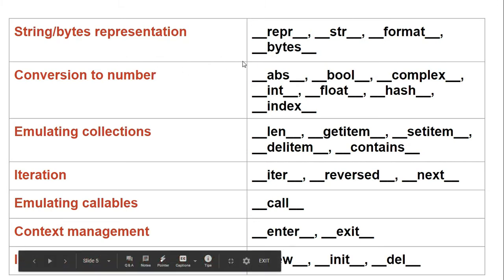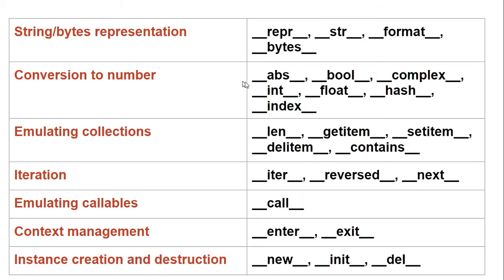For string and byte representation, when you call str, it internally calls the __str__ method. For conversion to a number, when you call abs, it calls the __abs__ method. Similarly for bool and int, these special methods are called when we call the int method.